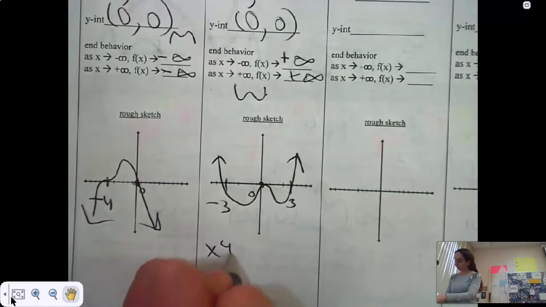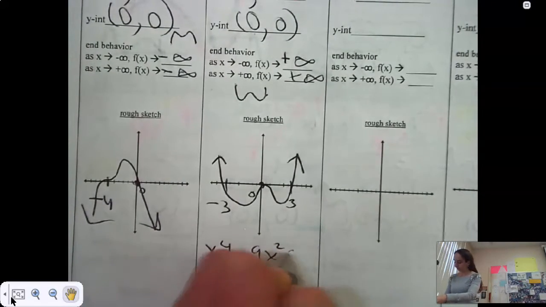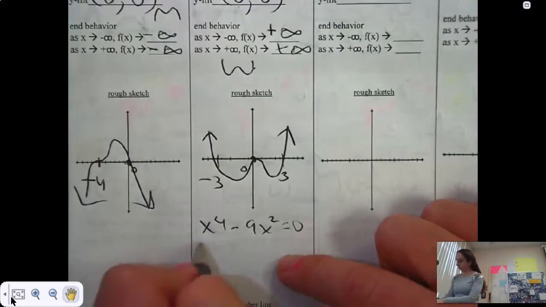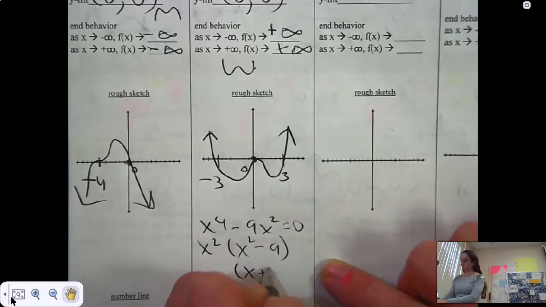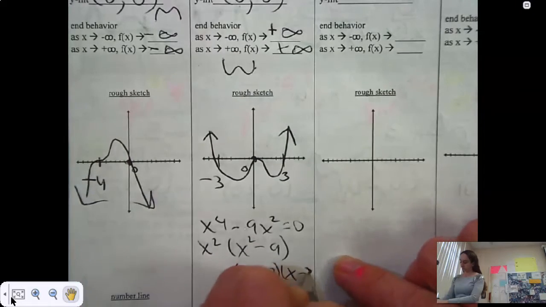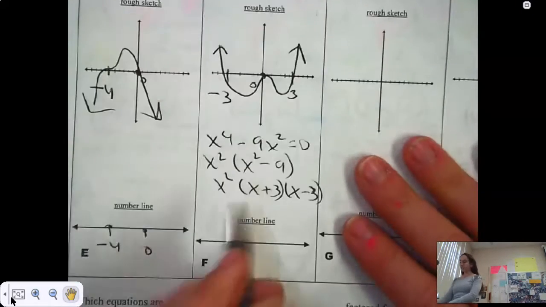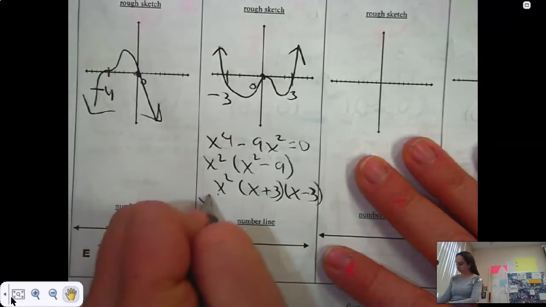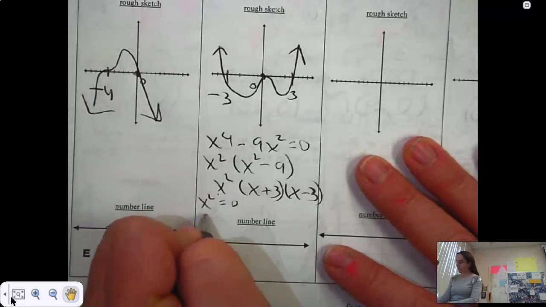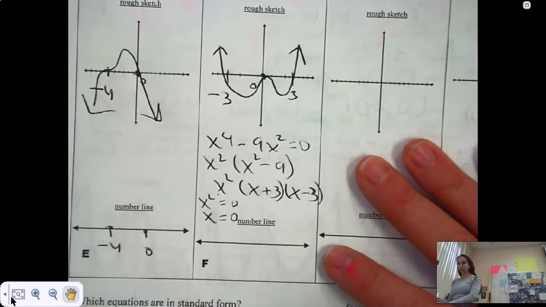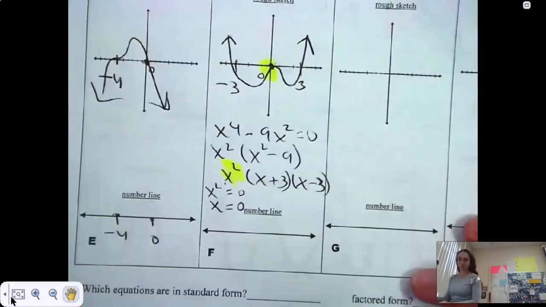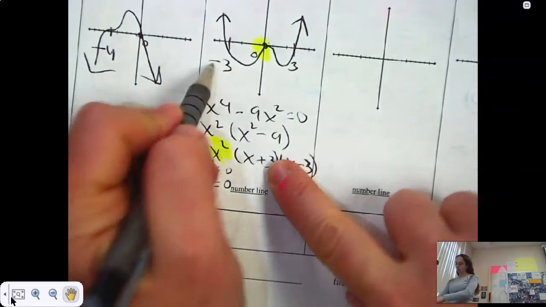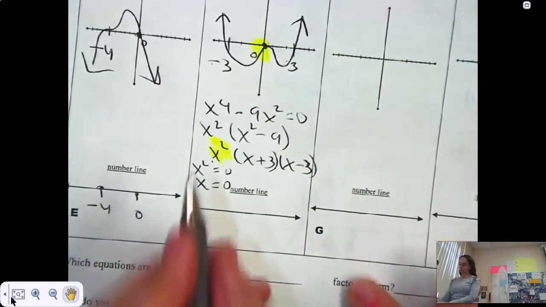So I'm going to show you. I'm going to factor it. I can take out an x squared. Now, since it's squared, if I set x squared equal to 0, there should be 2 answers. But there's only 1. That's why it's a bounce. So this x squared made that bounce. And then there's the negative 3, and there's the positive 3.